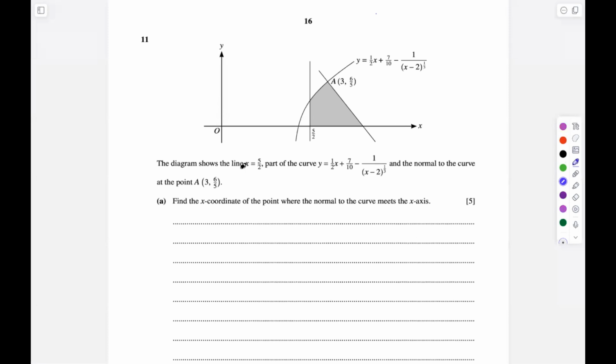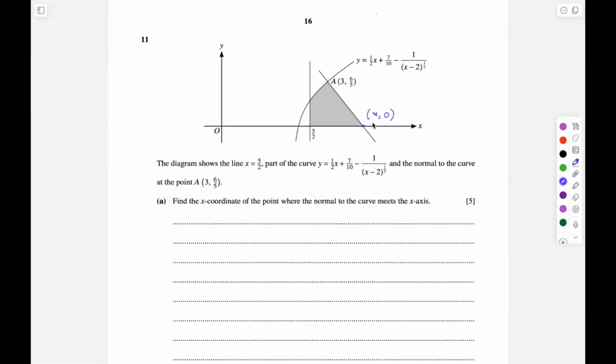In question 11, the diagram shows a line x equals to 5 upon 2, part of the curve half x plus 7 upon 10 minus 1 upon x minus 2 power 1 upon 3, and the normal to the curve at the point A, which is 3, 6 upon 5. In part A, we have to find the x-coordinate of the point where the normal to the curve meets the x-axis. Now, at this point, the coordinates will be x, 0.